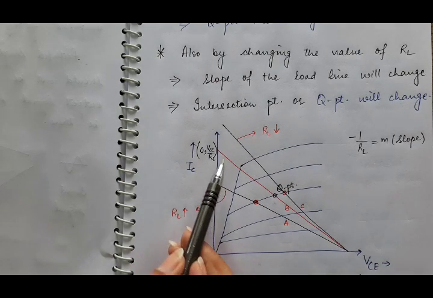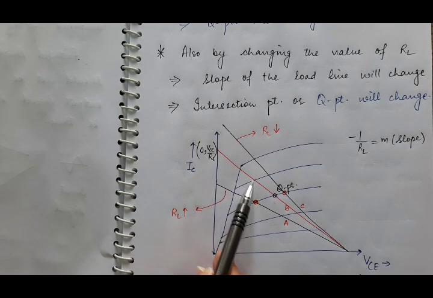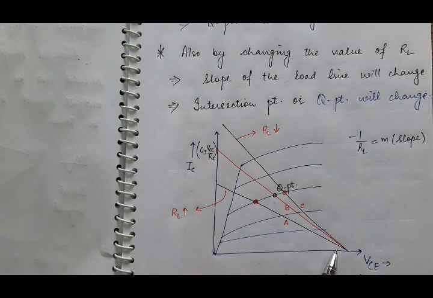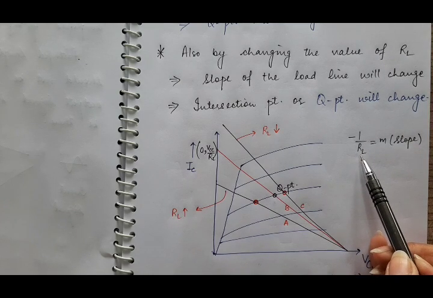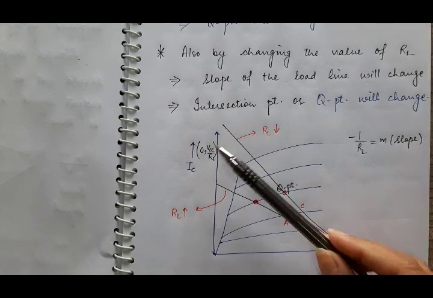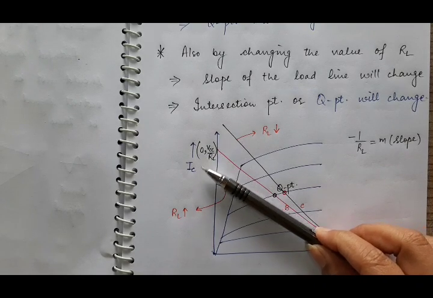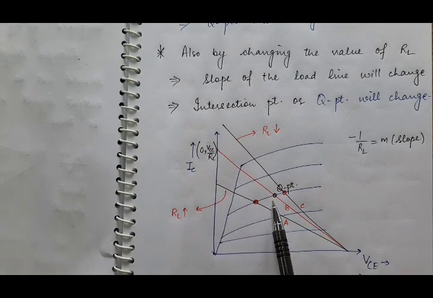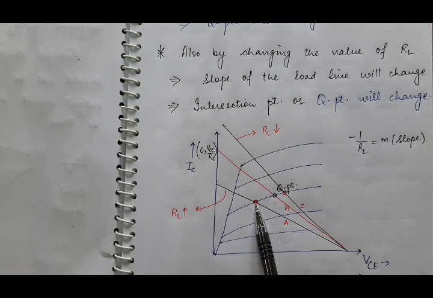So here we have our previous DC load line which we have already studied. But if in case you will increase this RL, when you will increase RL, slope will decrease, and this DC load line, it will move to this new DC load line. And in this way you can see that the point of intersection, it changes from this point to this point. It means our Q point has shifted.